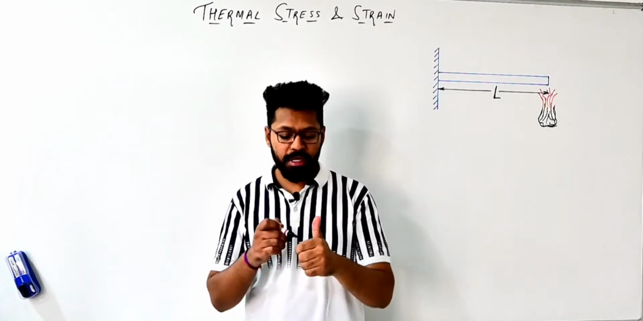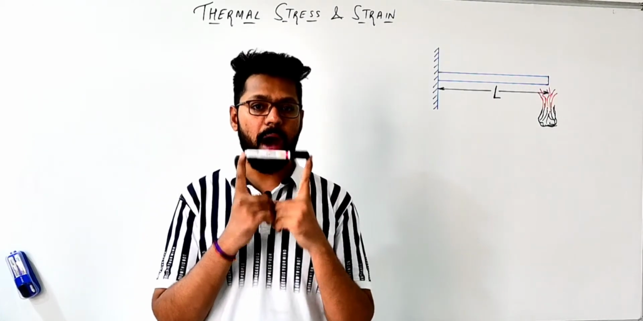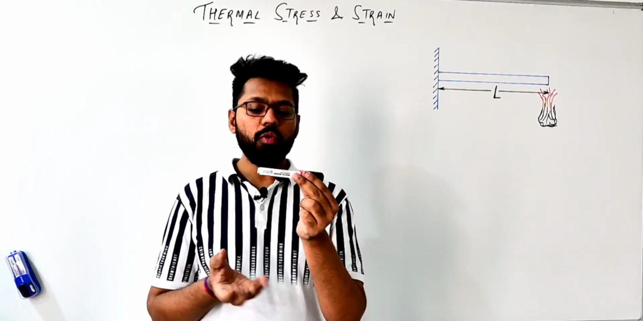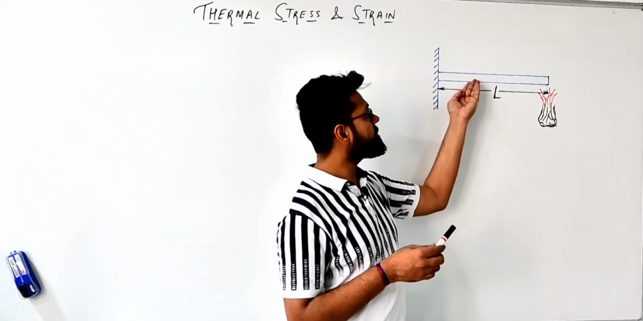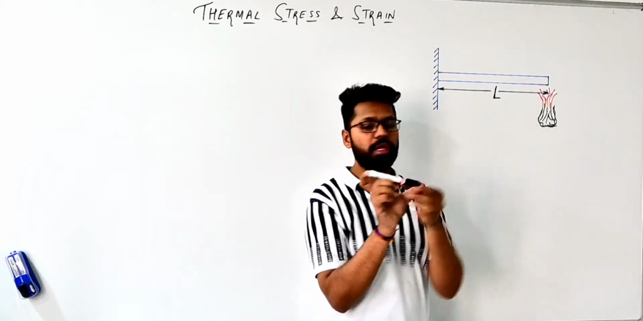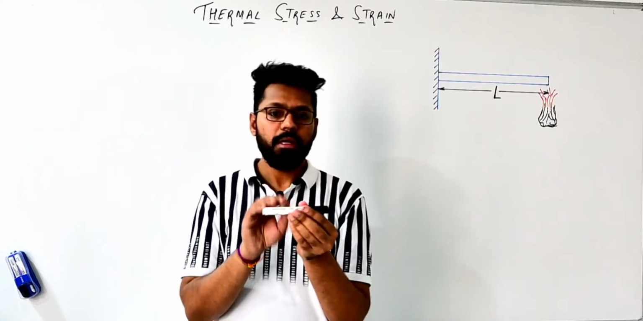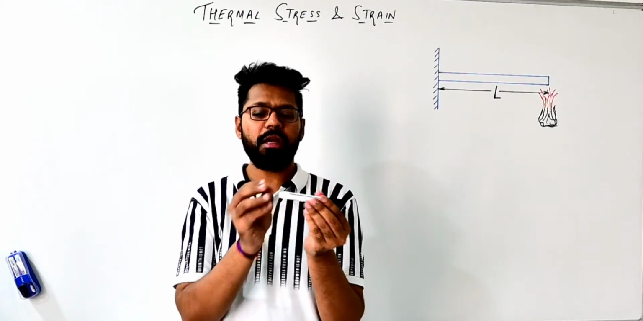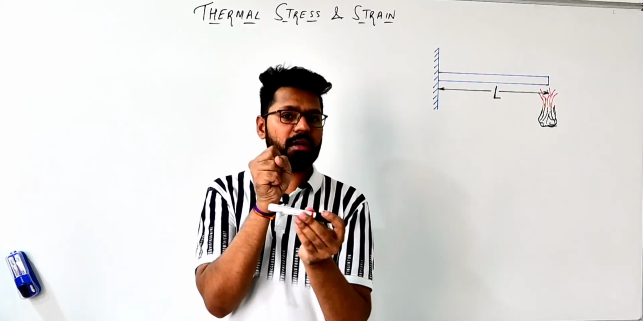Okay, so listen carefully. First of all, this is the bar or rod. If we are going to heat it with the help of a burner, so this is our rod having length L, and we are going to heat it with the help of the burner. So what will occur here? This rod will expand freely. If we heat any material, it will expand, and if we cool any material, it will contract.